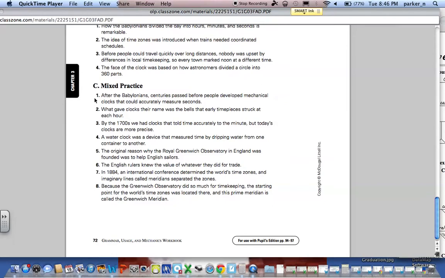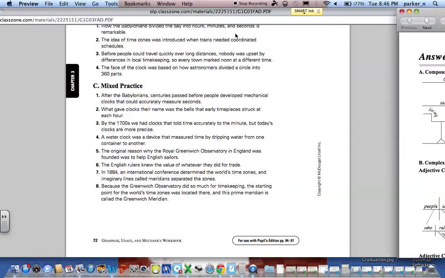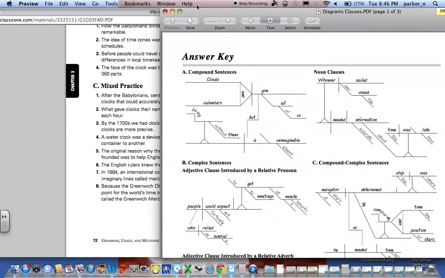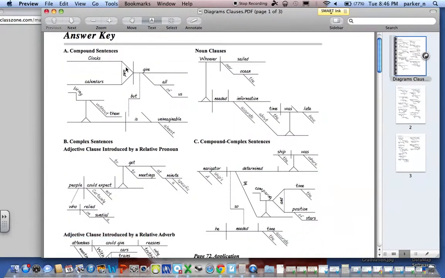Then we have the linking verb was. Was what? Was bells. Remember, after a linking verb, we have a diagonal line, a slanted line. Was bells that early timepieces struck at each hour. So the next subject and verb there is timepieces struck. Okay, let's take a look at what 1 and 2 would look like. And guess what? I just happen to have the answers.